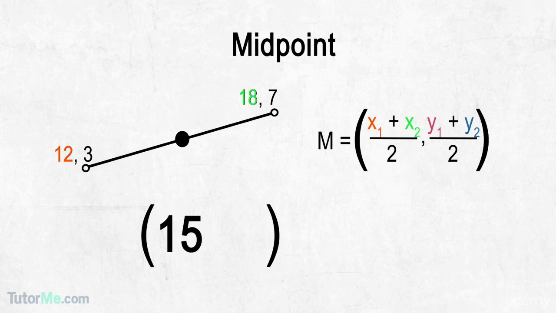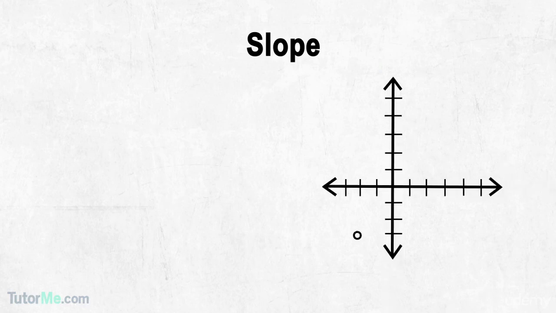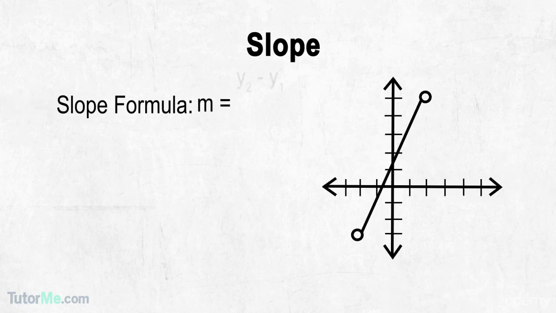That's our x-coordinate for the midpoint. For y, we have 3 plus 7 over 2, which simplifies to 10 over 2, which is 5. So our midpoint is 15, 5. Okay, let's get to our most important formula, slope. The slope formula is m equals y2 minus y1 over x2 minus x1.